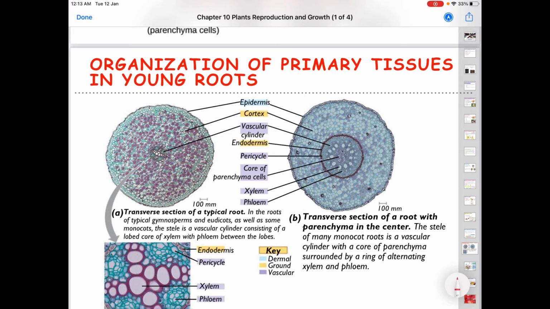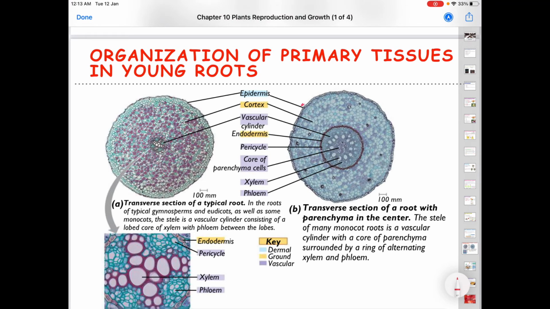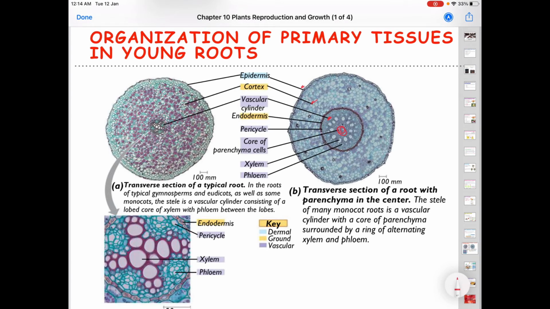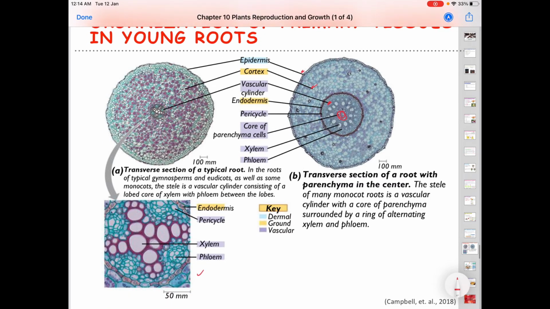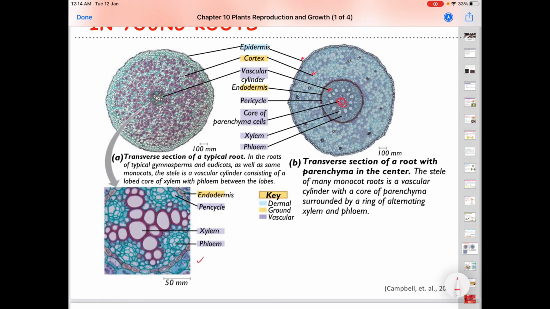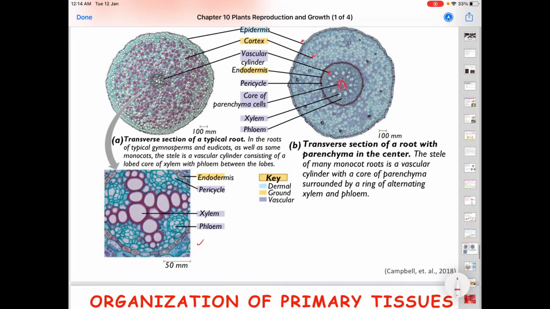So this is the organization of primary tissue in young roots. The epidermis is the outer layer, and then the cortex, the vascular tissue in the middle, and also the core of parenchyma cells. Parenchyma cell belongs to the ground tissue. Xylem and phloem belong to the vascular tissue. So this is the image under the microscope. You may see a more clear image. If you can see, the cells here are stained by colors. That staining is actually used to label each of the organs.